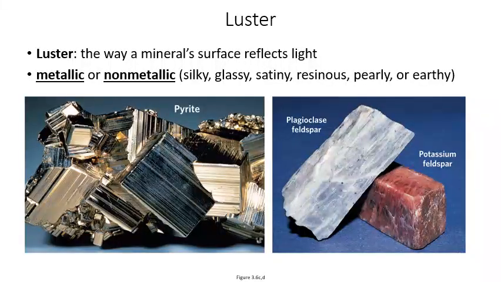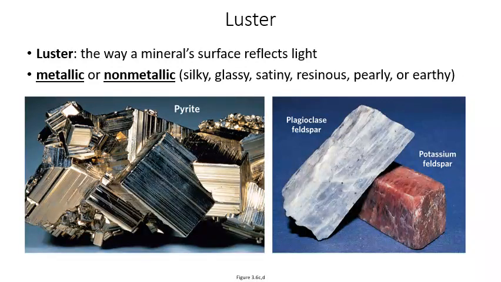Next, we have luster, which is the way a mineral's surface reflects light. There are two main types of luster. These are metallic or non-metallic. And non-metallic can be broken up into descriptors like silky, glassy, satiny, resinous, pearly, or earthy. Now, these descriptive characteristics are somewhat subjective, meaning someone's idea of pearly may be different than some other person's idea of pearly.